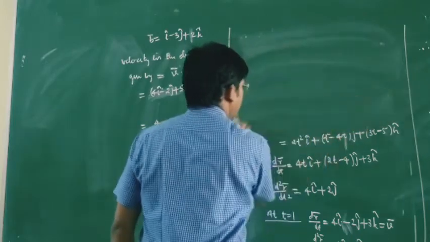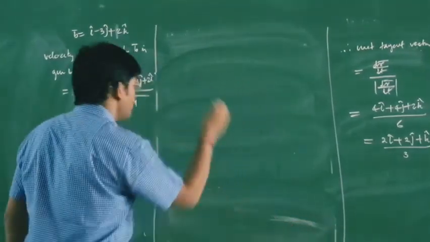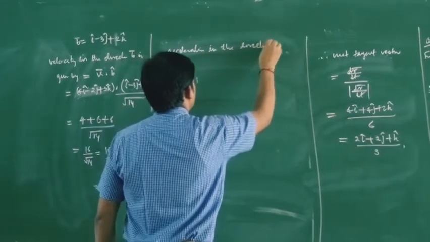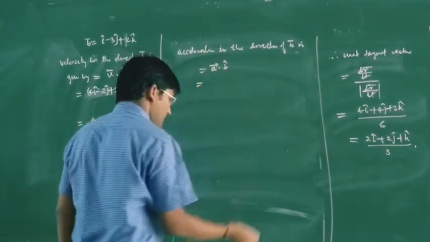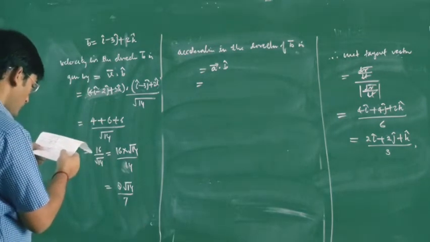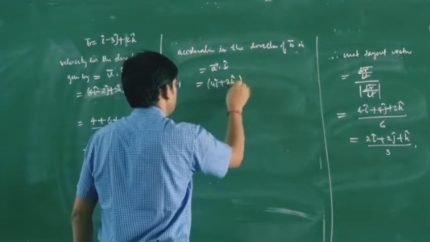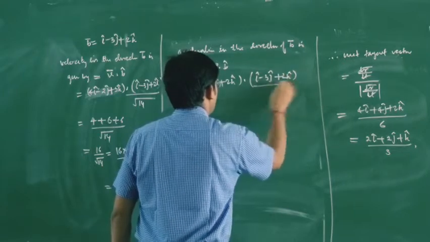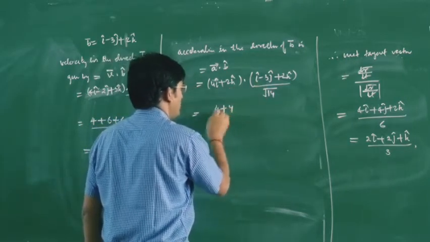Now again, let us calculate acceleration in the direction of v. Acceleration in the direction of v is equal to a dot v cap, and your vector a was 4i plus 2k. So this is 4i plus 2k dot v cap. Now your v cap is i minus 3j plus 2k upon the square root of 14. Now this is equal to, i dot i is 4, then k dot k is again 4, upon the square root of 14.